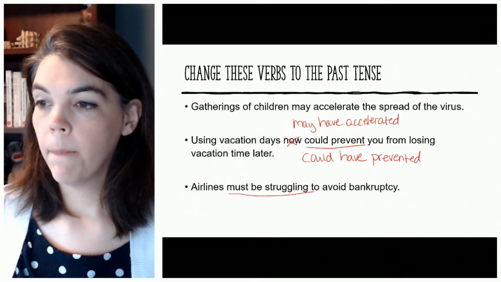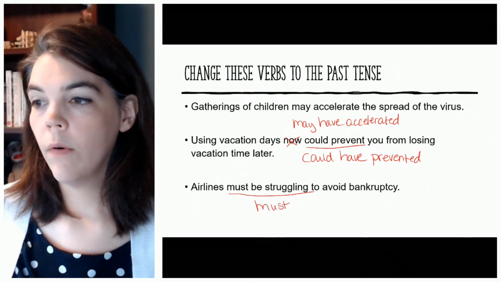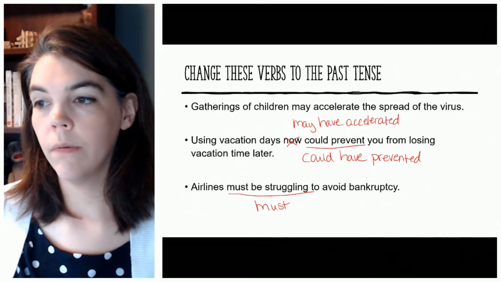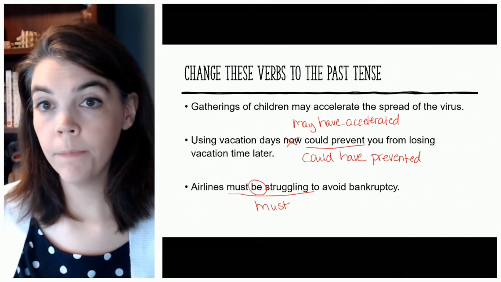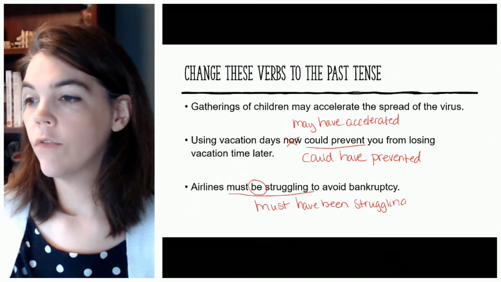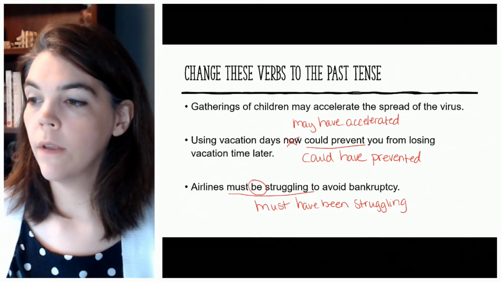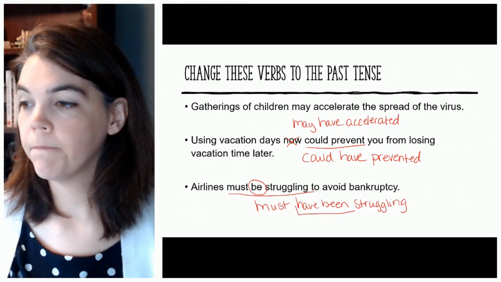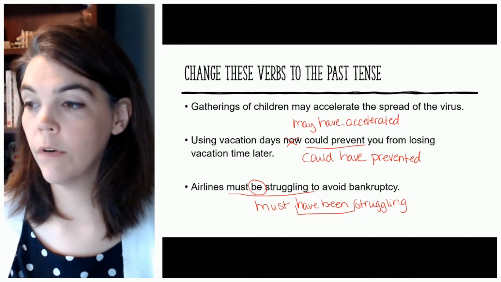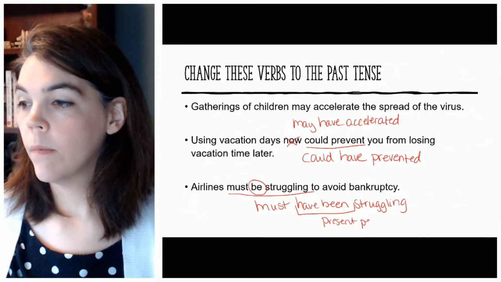All right, so we're going to use must. Now, what am I going to do here? Well, I'm going to make the change on B, must have been struggling to avoid bankruptcy. So I'm actually changing that be verb to have been. And if you remember what we've learned before, this is actually present perfect progressive.